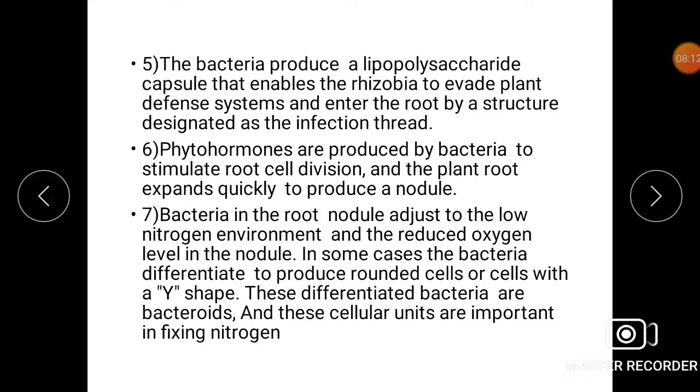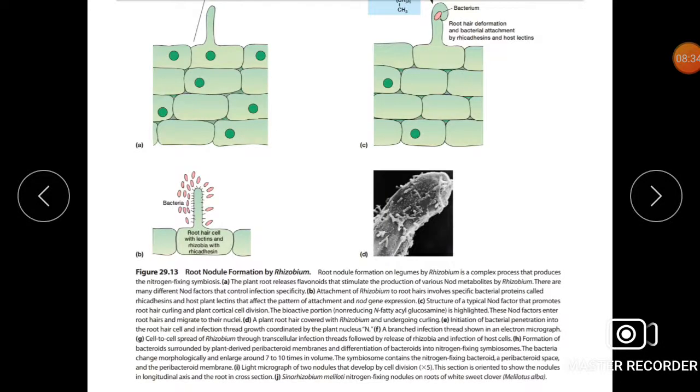The bacteria in the root nodule adjust to the low nitrogen environment and the reduced oxygen level in the nodule. In some cases, the bacteria differentiate to produce rounded cells or cells with Y shape. These differentiated bacteria are bacteroids, and these cellular units are important in fixing nitrogen. These are the structures of formation of the root nodule.